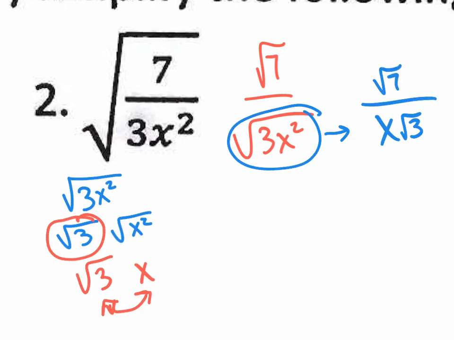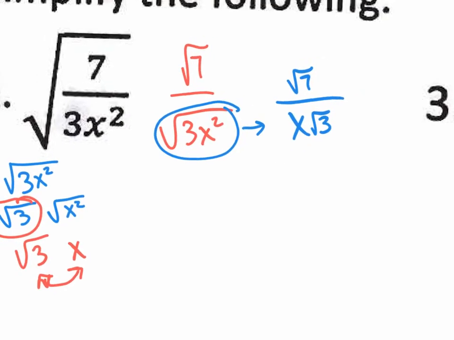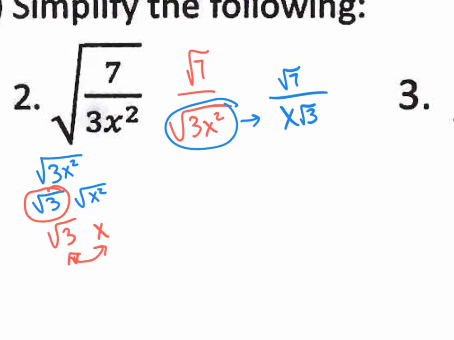However, you cannot leave a radical in the denominator. So you must multiply both top and bottom by that same radical value. So if you don't want the square root of 3 down here, you have to multiply by that exact square root of 3 value, both top and bottom. So anyhow, we should know that when we multiply the square root of 3 times the square root of 3, that's just 3.